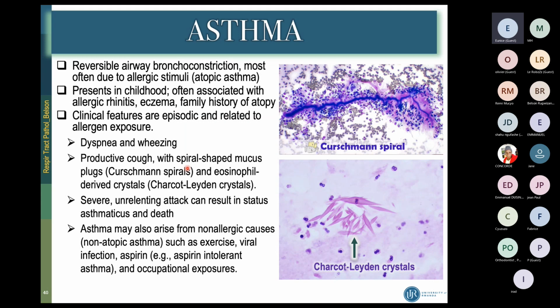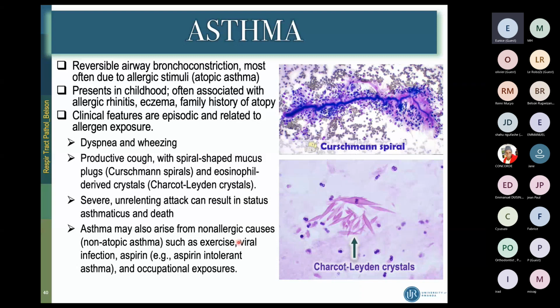So productive cough. They have a productive cough, it is the same as in chronic bronchitis. Icyo bagihuriyeho, spiral shaped mucus plugs bita Curschmann spirals, nkuko ubona hano bimeze nka spiral metal. Niyo mpamvu yitwa gutyo, but this is seen in histology or in cytology. So other things they have, eosinophil-derived crystals called Charcot-Leyden crystals, which are shown here.